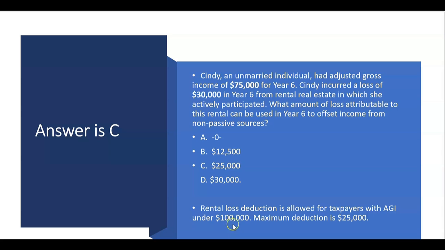As long as it's under 100,000, then you can deduct the full amount of rental loss up to 25,000, which makes the answer C and not D, because even though the rental loss is 30,000, the maximum that you can deduct is 25,000 in the current year, and you'd carry the other 5,000 forward. So now we've seen the rental loss deduction when the AGI is under 100,000, and we've seen that there's no rental loss deduction allowed when AGI is over 150,000. What happens when AGI is in between 100 and 150?